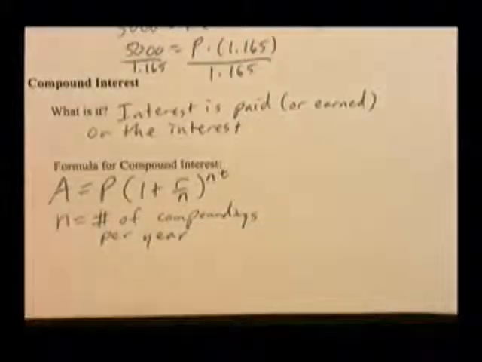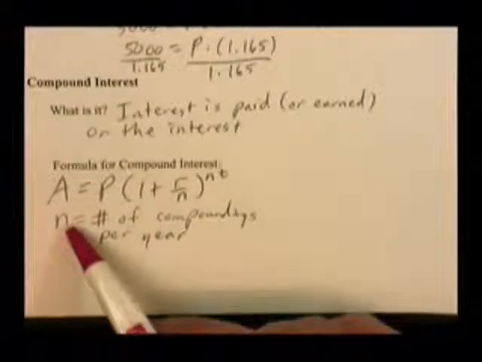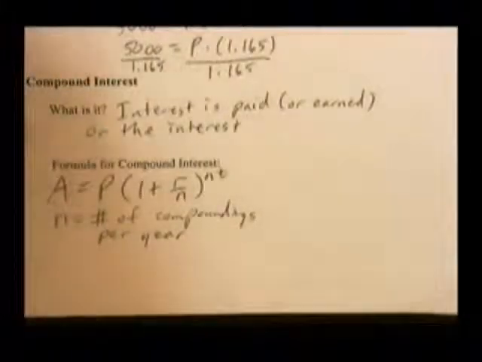So for instance, if you were looking at compounding monthly, then n would be 12. If you were looking at compounding quarterly, n would be 4. If you were looking at compounding daily, it would be 365, et cetera, et cetera.